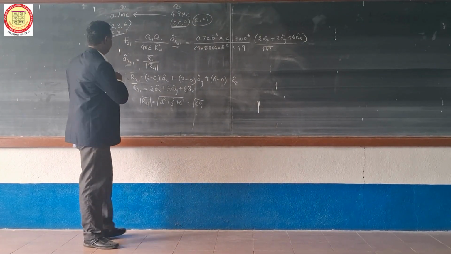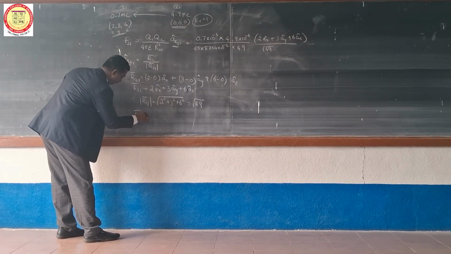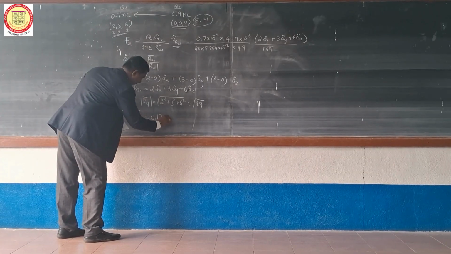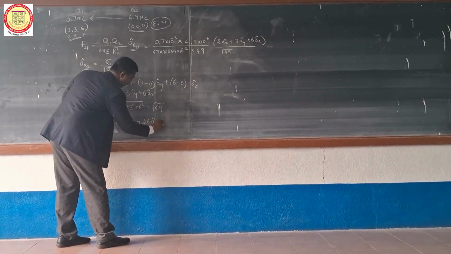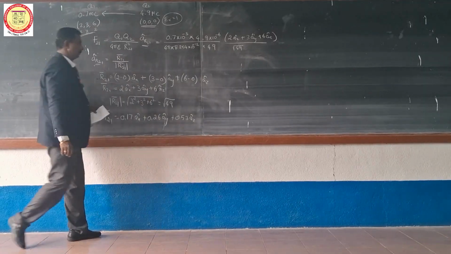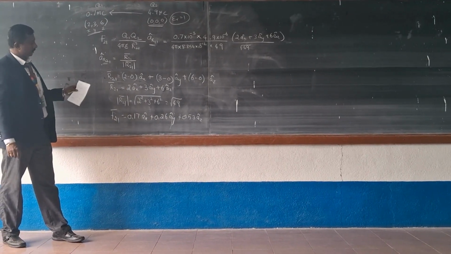So if we simplify all these terms, we will get the F21 vector equal to 0.17 ax plus 0.26 ay plus 0.53 az. Right? Hope you understood this problem.